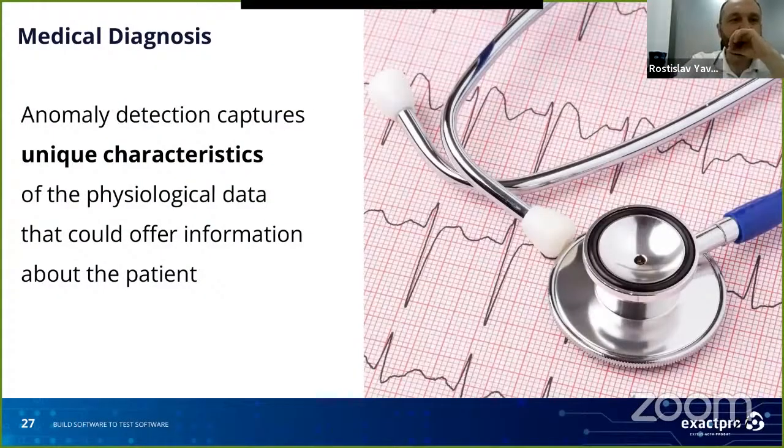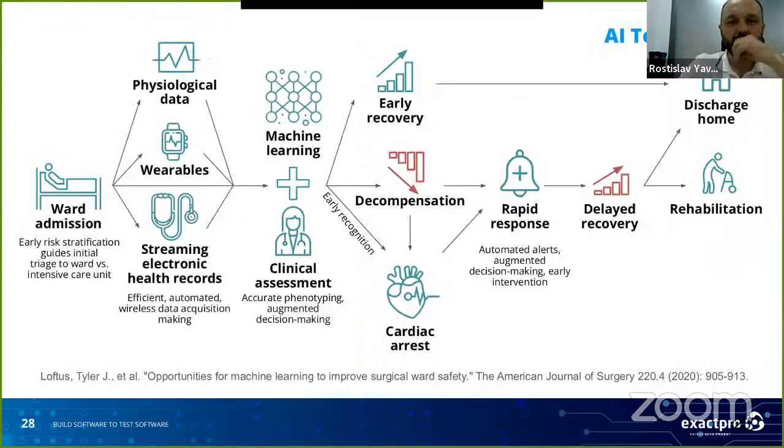Okay, so what's the goal? The goal of this medical diagnosis approach is to capture unique characteristics of the physiological data that could offer you additional, very important, very specific information about the patient. And again, this is a huge topic, a huge area. A lot of research is done here, and surely that deserves maybe a separate lecture, or maybe even a whole course.